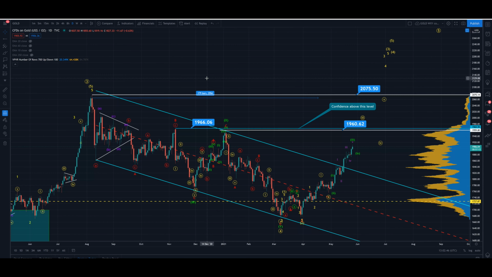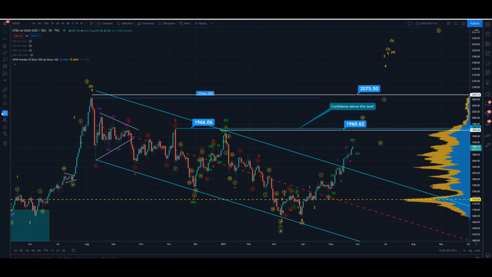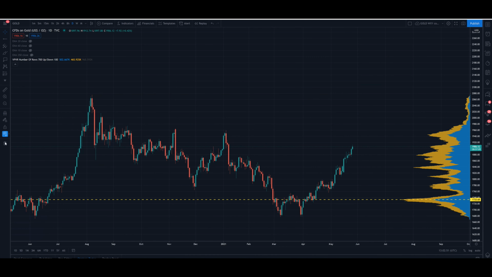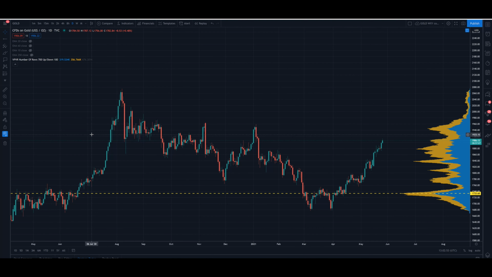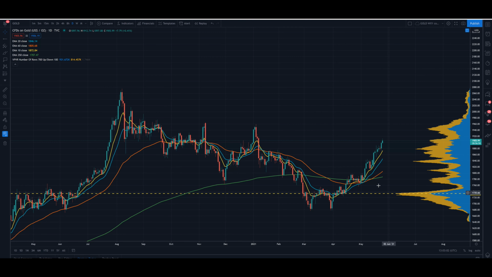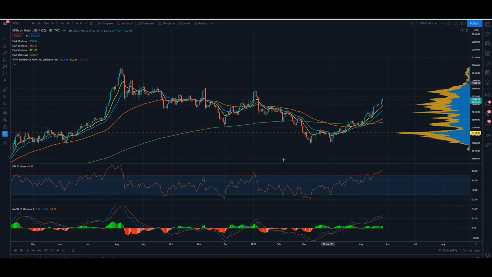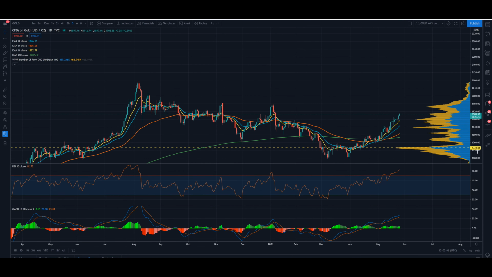And now what we're going to do is our basic technical analysis. So we're just going to turn that magnet off for a start, clear the chart of our Elliott wave count, and we're going to start by bringing up our exponential moving averages. We have a 10 in yellow, we have a 20 in blue, we have a 60 in orange, and a 250 in green. We're also going to bring up our momentum indicators here.